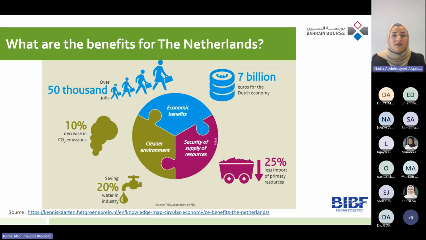One is the maintenance line, two, the redesigning line, the strategic, the innovation departments, the research and development departments, the strategic outlook departments. All of these will create more and more jobs, hence elevating the standard of living of people. Then we have a 10% decrease in CO2 emissions, saving 20% in water as a main resource, and finally 25% less import of primary resources.